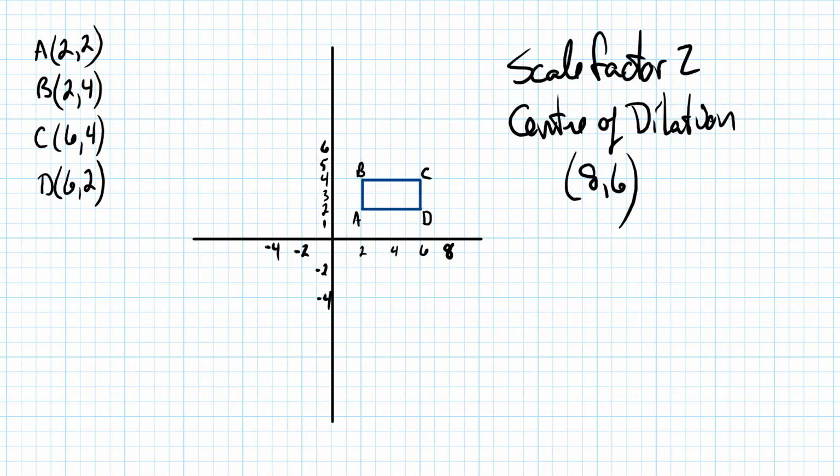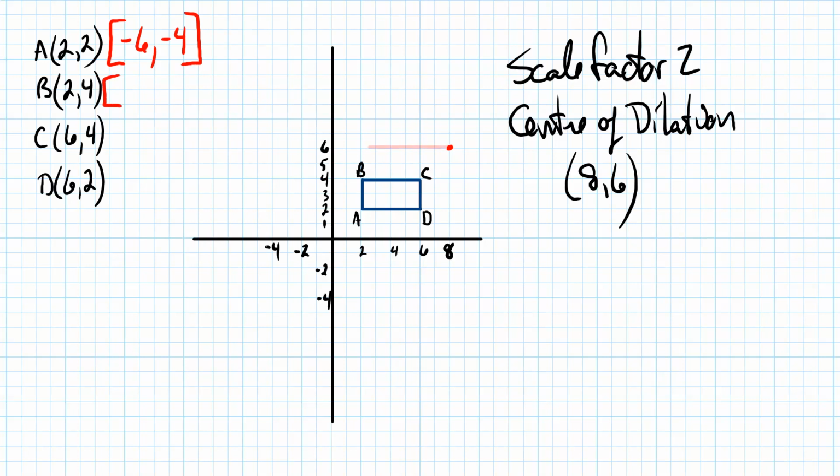Now let's look at a different example. This time the center of dilation is going to be at 8, 6. So that's 8, 6, over 8, up 6. And we're going to stick with the same scale factor of 2. This time we're going to find the vector that leads from the center of dilation to each of the vertices. To get from the center of dilation to A, we go left 6, which is negative 6, and down 4, which is negative 4. So negative 6, negative 4.